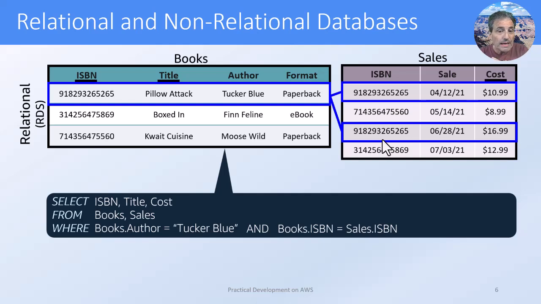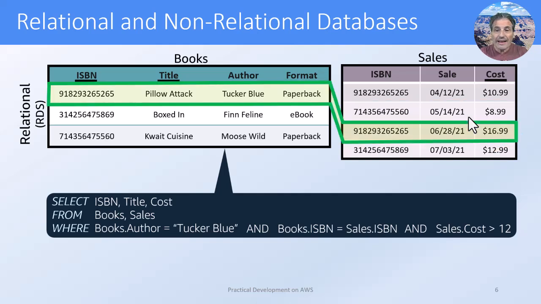But I want to be even more specific, and I'm going to put a condition on the other table. I'm going to say the sales cost has to be greater than $12. So now, I only have this one guy. So at the end, I end up with this one row retrieved in this very flexible way.